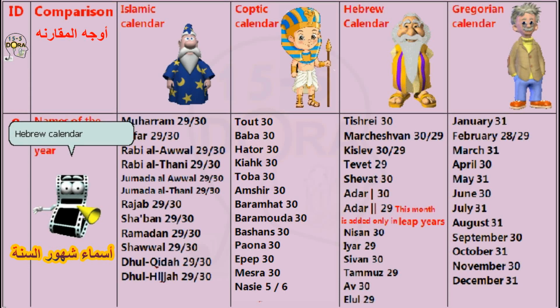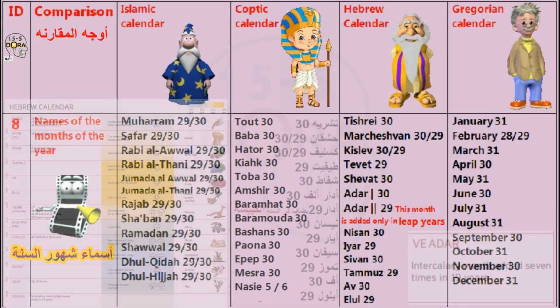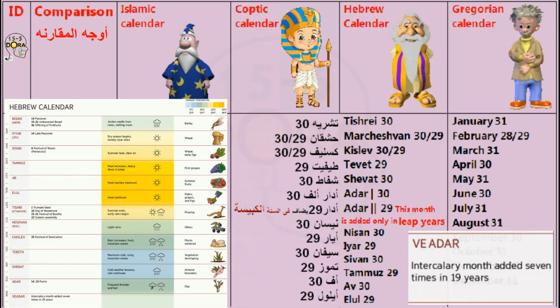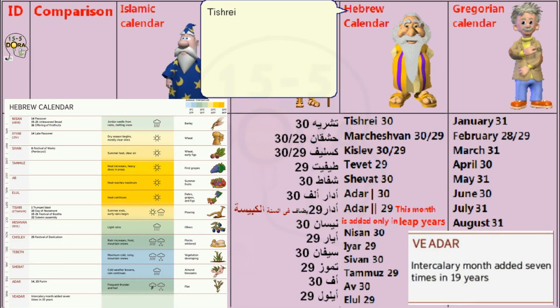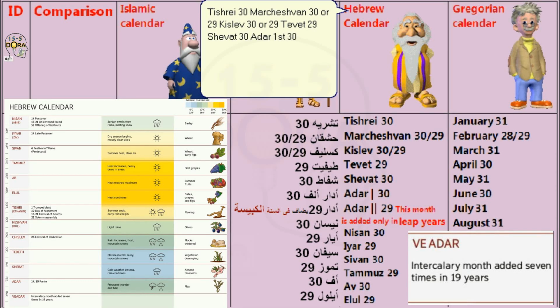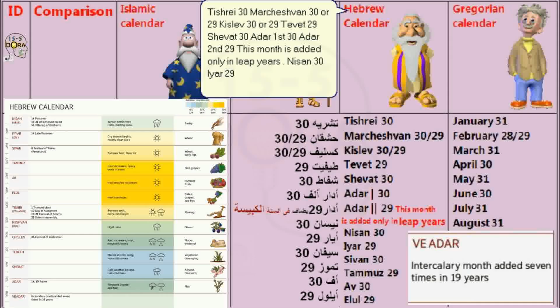Hebrew calendar: Tishri 30, Marcheshvan 30 or 29, Kislev 30 or 29, Tevet 29, Shevat 30, Adar 1st 30, Adar 2nd 29. This month is added only in leap years. Nisan 30, Iyar 29, Sivan 30, Tammuz 29, Av 30, Elul 29.